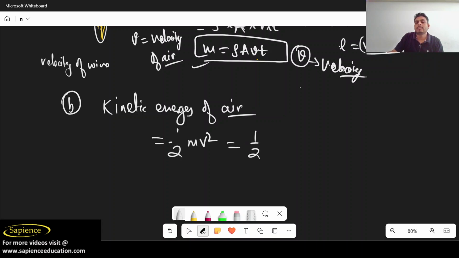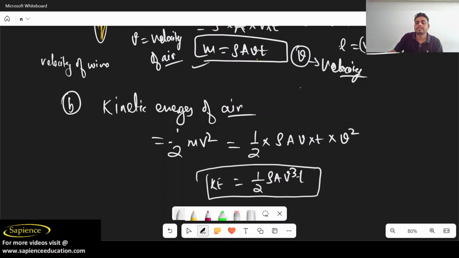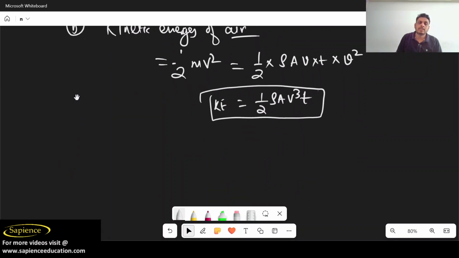Now tell me, 1 by 2 into mass, which you have just now calculated as rho into A into velocity v into time t, and into again velocity square. So finally we are getting 1 by 2 into rho into A into v cube into t. So this is what we need, right? So finally we have got the kinetic energy of the air. I hope you have understood now. Okay, fine. Now the third part is your c section.